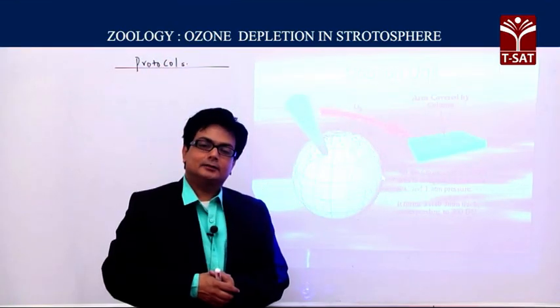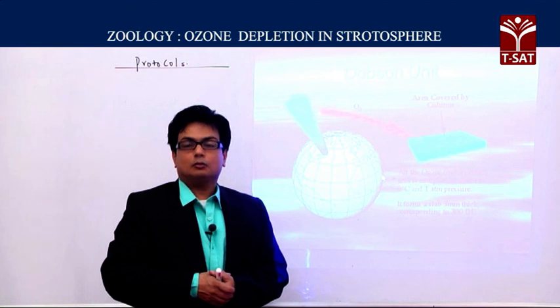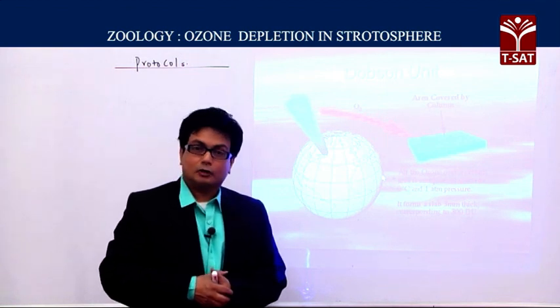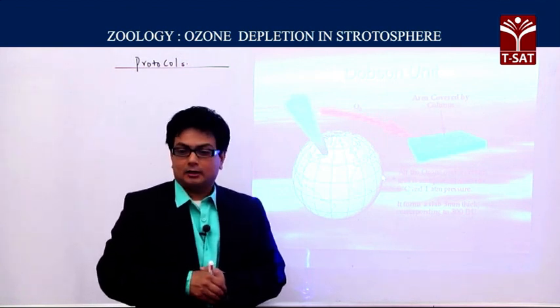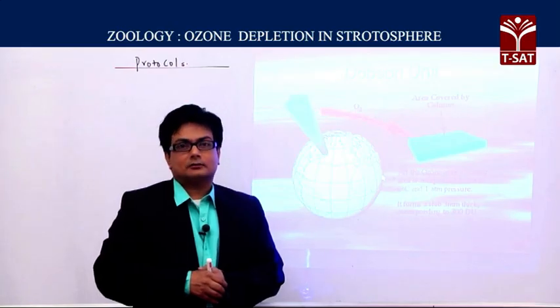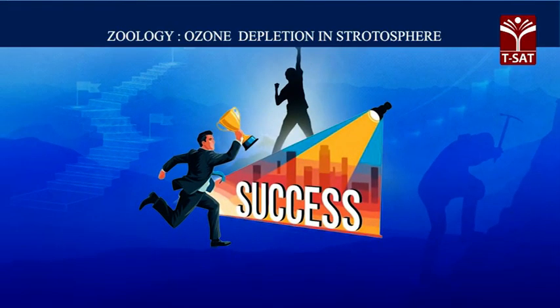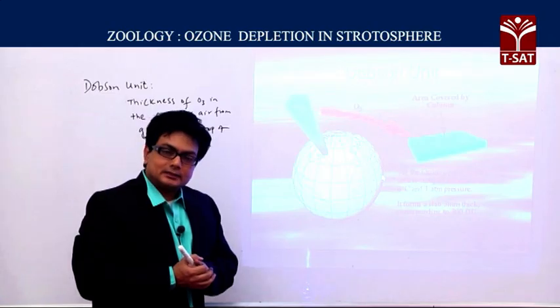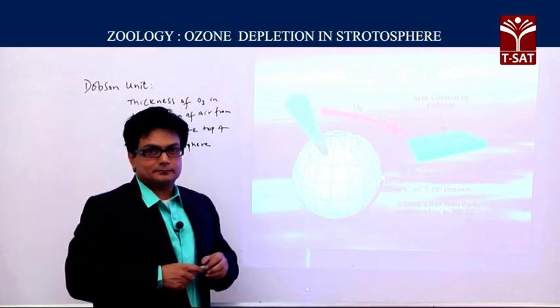Finally, how is ozone measured? In what units is it measured? Ozone is always measured in Dobson unit. Let's understand the definition of Dobson unit.